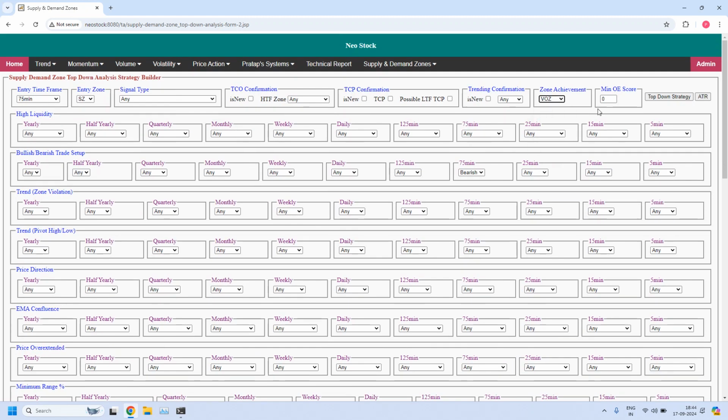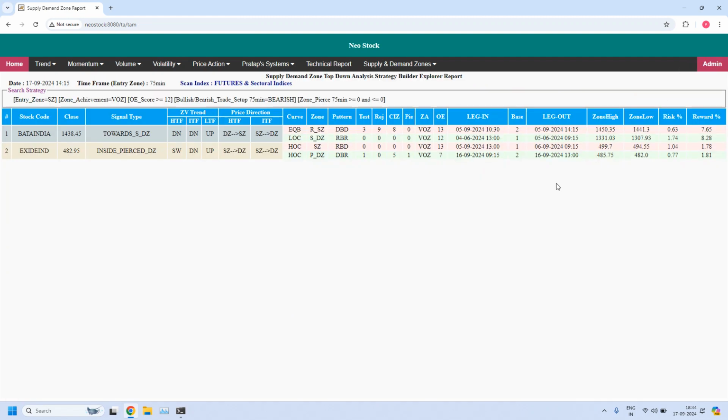Zone achievement is violated opposing zone. Minimum odd enhancer score is 12. All the 3 filters are applied to the 75 minute supply zone. Now let's verify. Only 2 stocks are filtered, and these 2 stocks are supporting bearish trade setup for weekly income trade, that is entry time frame 75 minutes.